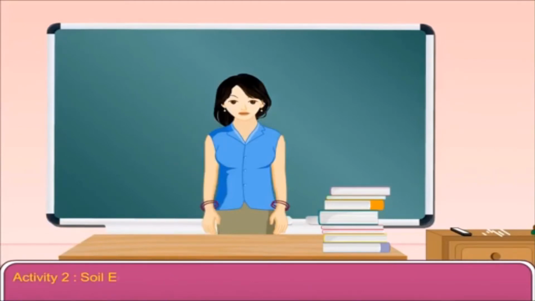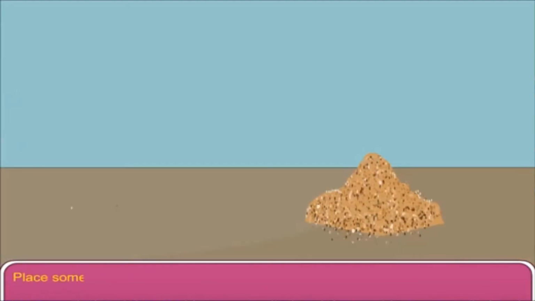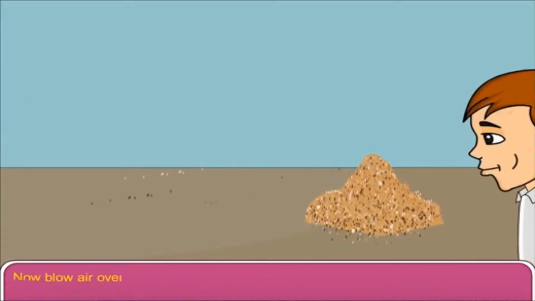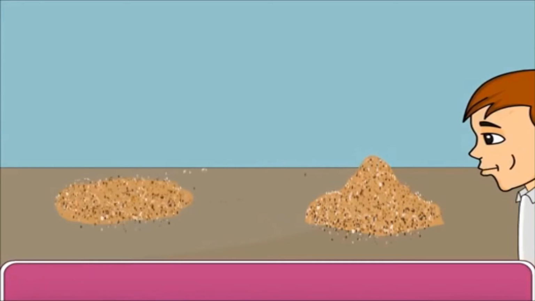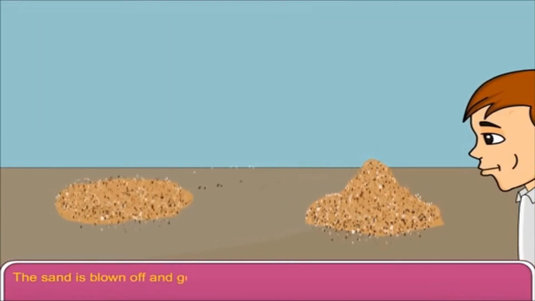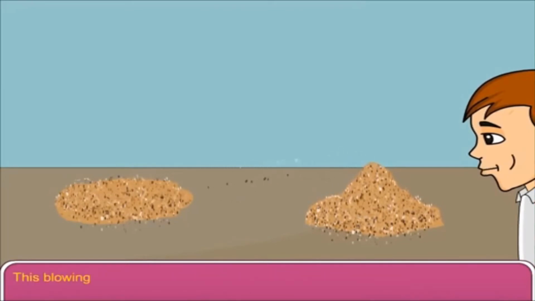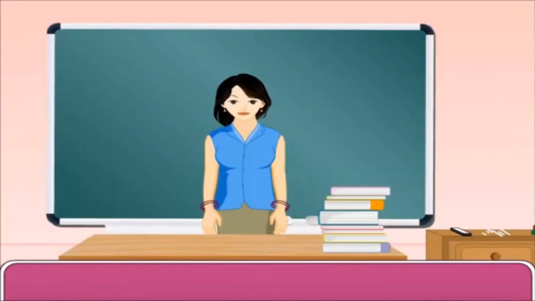Now, in the next activity, we will see how soil erosion takes place by air. Place some sand here and try to blow over it. You will see that when you blow over the sand, it settles and deposits at another place. Now, this blowing away of the top layer of the soil is called soil erosion.